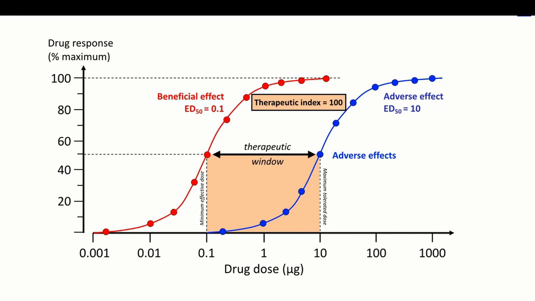In other words, a 100-fold increase in drug dose or concentration is required to elicit the adverse effects compared to the beneficial therapeutic effects. This is an oversimplification of real-world clinical practice. In reality, drugs have multiple adverse effects, some of which are more tolerable than others. However, the concept of therapeutic index refers to those effects that would require a dose reduction or discontinuation.